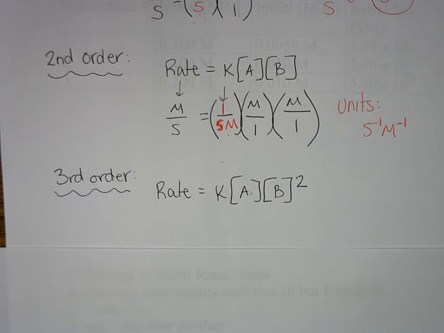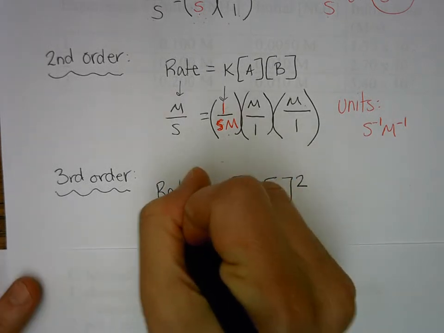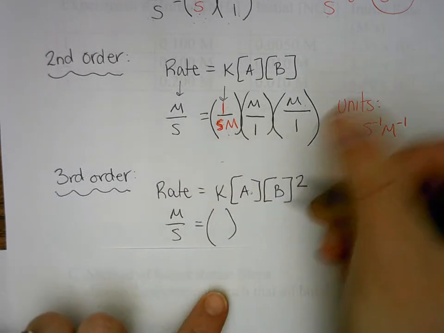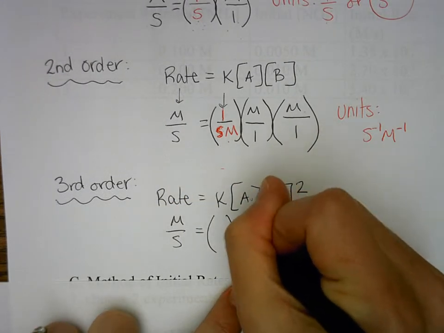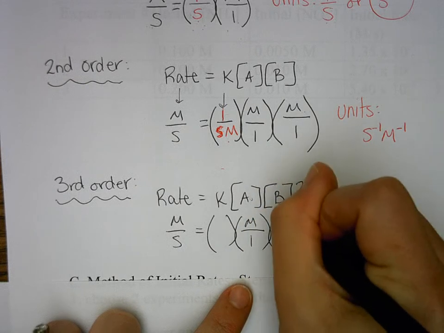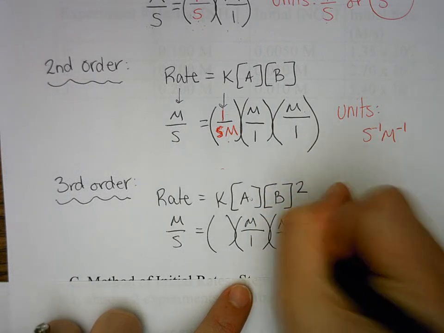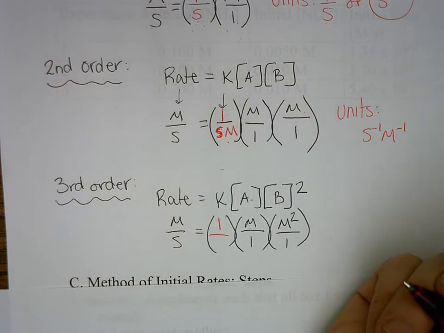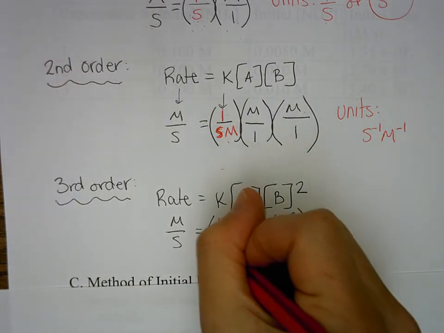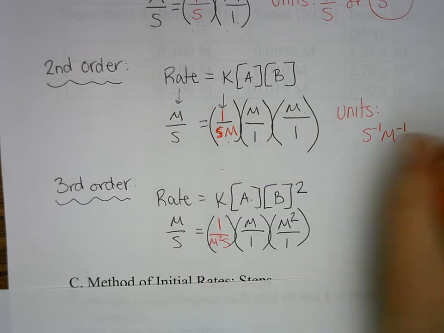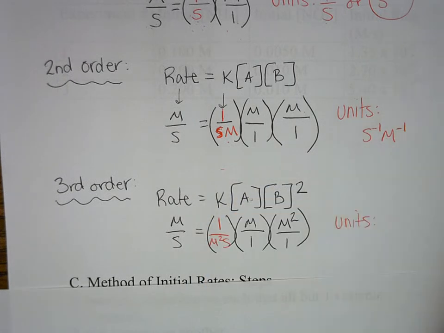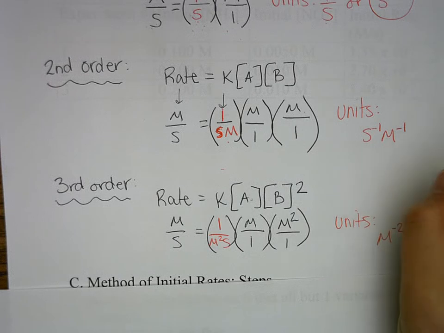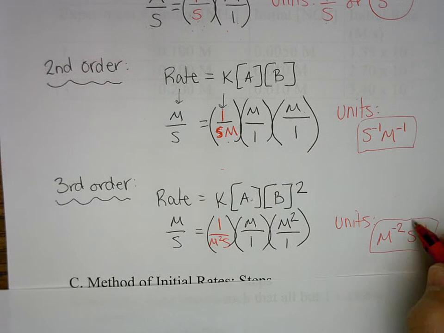All right, when you substitute in everything, units for this, you have molarity over seconds here for rate. Solving for this one, this is molarity over 1. This is molarity squared over 1. So your units, you should have 1 over what should go on the bottom? M squared and seconds, right? So units on a third order reaction would be M minus 2, S minus 1. Okay, can you derive and come up with those units on your own?